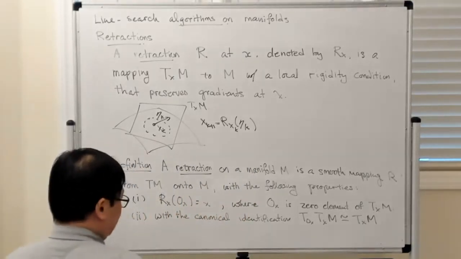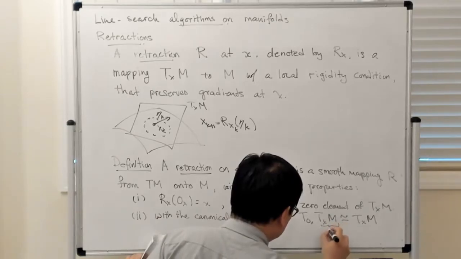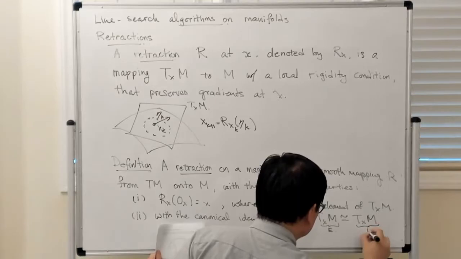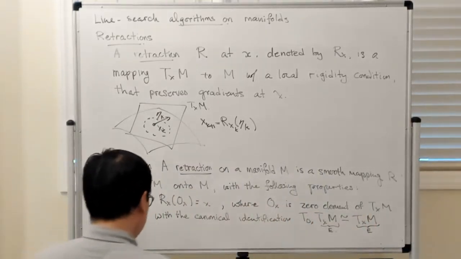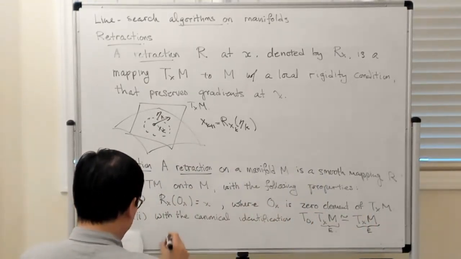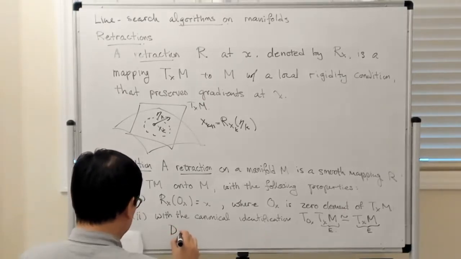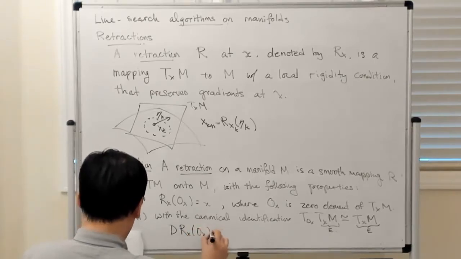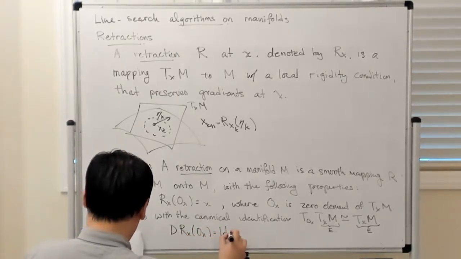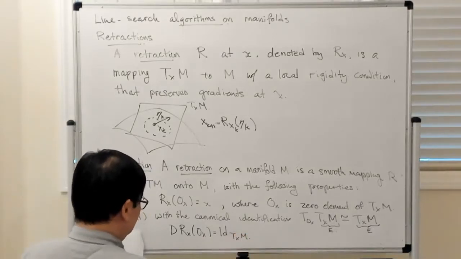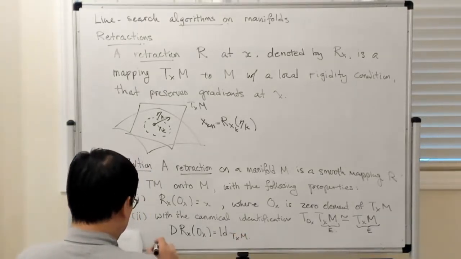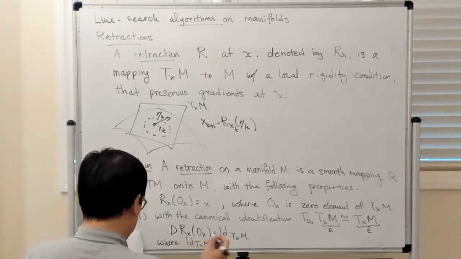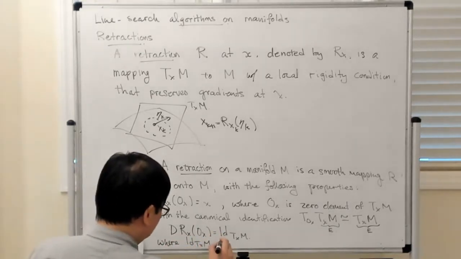This is because, again, this is a vector space E, if you will. If you think of this as E, you've seen something like that before. So with this kind of canonical identification, the differential of the retraction map at 0_x is just the identity map on the tangent space to M, where this identity is the identity mapping.